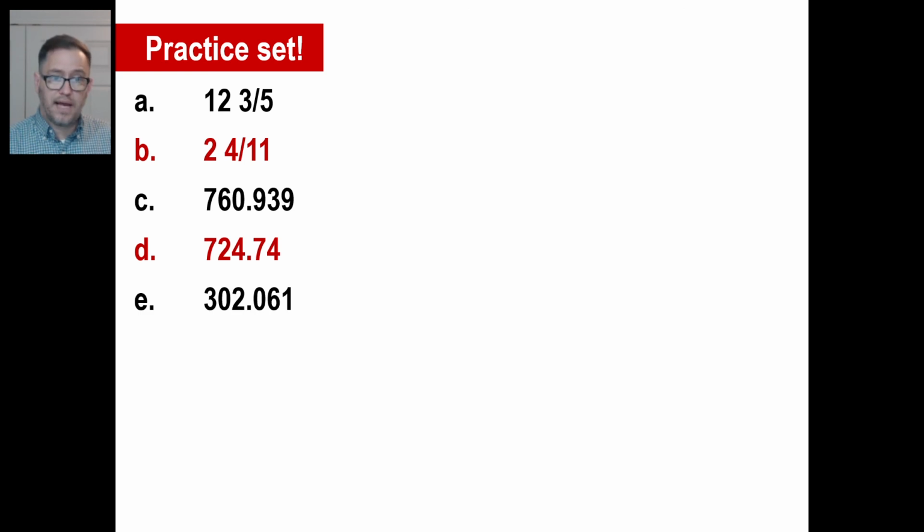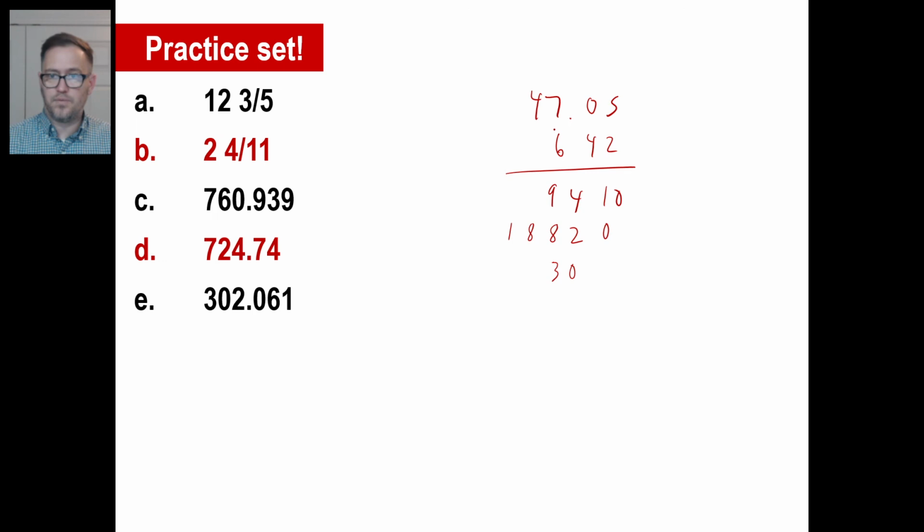Okay, in this problem, that doesn't look right. 47.05 times 6.42, that ain't right. 47.05, that's what I have, times 6.42, okay, that's not right. Well, let's do it together. So that's going to be 47.05 times 2. 4 times 5 is 20. 4 times 47 is 188. 6 times 5 is 30. 6 times 47 is 282.